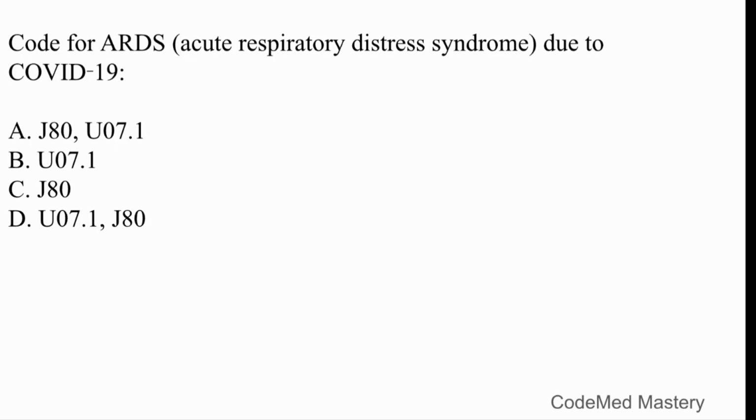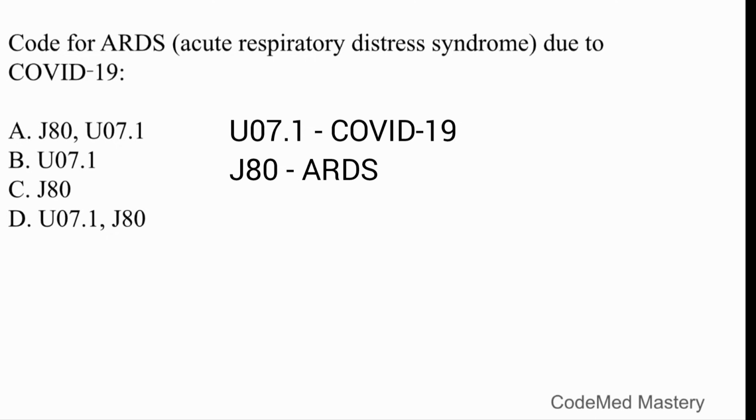Code for ARDS, acute respiratory distress syndrome due to COVID-19. In the options, they have given J80, U07.1. Check this code. J80 is for acute respiratory distress syndrome. Okay. And U07.1 is for COVID-19. In the question, they have given code for ARDS, which is due to COVID-19.